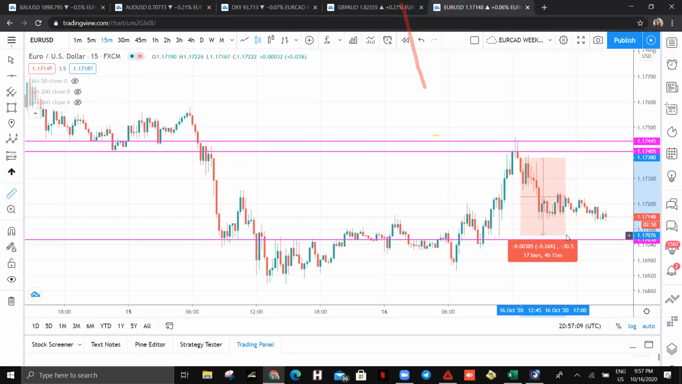If your account is $100, $200, $500, stick with 15 minutes. Work with it calmly. Look for your support and resistance zone there. Make your money and leave the market. Your drawdown will be very small. You won't be losing too much money in the market.